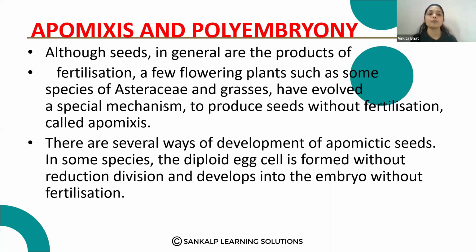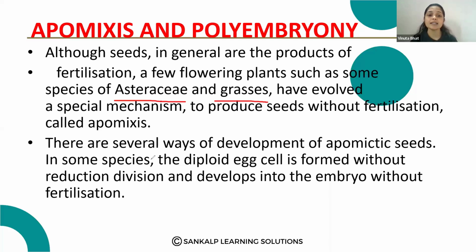But some plants which belong to the family Asteraceae and the grasses produce the seeds without fertilization. Due to some hormonal changes and some process, they produce the seeds without fertilization. That phenomenon is called apomixis. So the definition of apomixis and the example is very important. Asteraceae and grasses are the important examples.